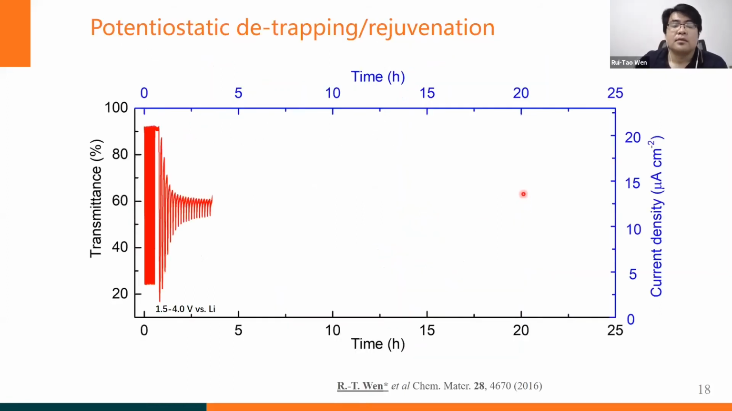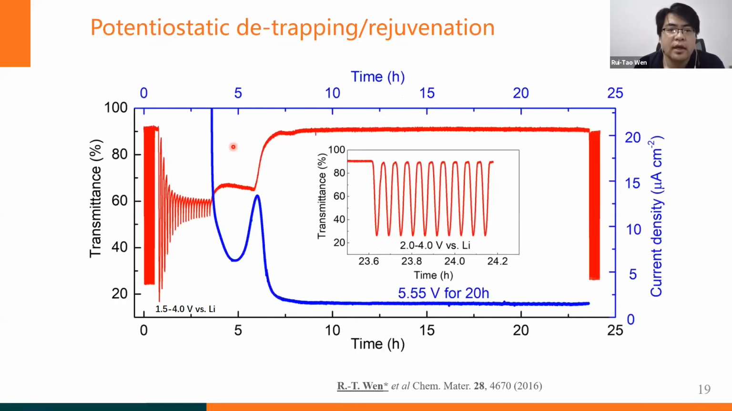Okay, for the detrapping process, I just mentioned we applied a constant current. So if we change the constant current to a constant voltage, what happens next? As you can see here, we cycle the film in the range of 1.5 to 4.0 volts to get the color state degraded and the bleach state degraded. So we applied a constant voltage, for example, 5.5 volts, for like 20 hours.